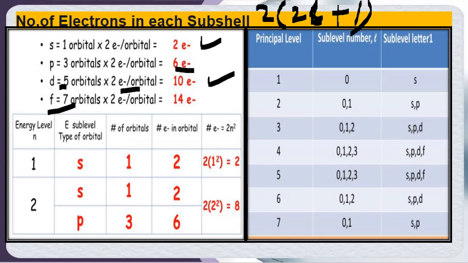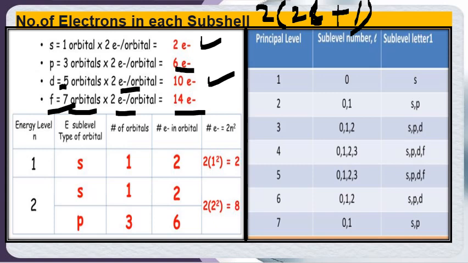For F, the value of L is 3. By placing it here, 3 multiplied by 2 will be 6. 6 plus 1, 7. There are 7 orbitals in this subshell, that is F, and each orbital will hold 2 electrons, so the total count is 14 electrons.